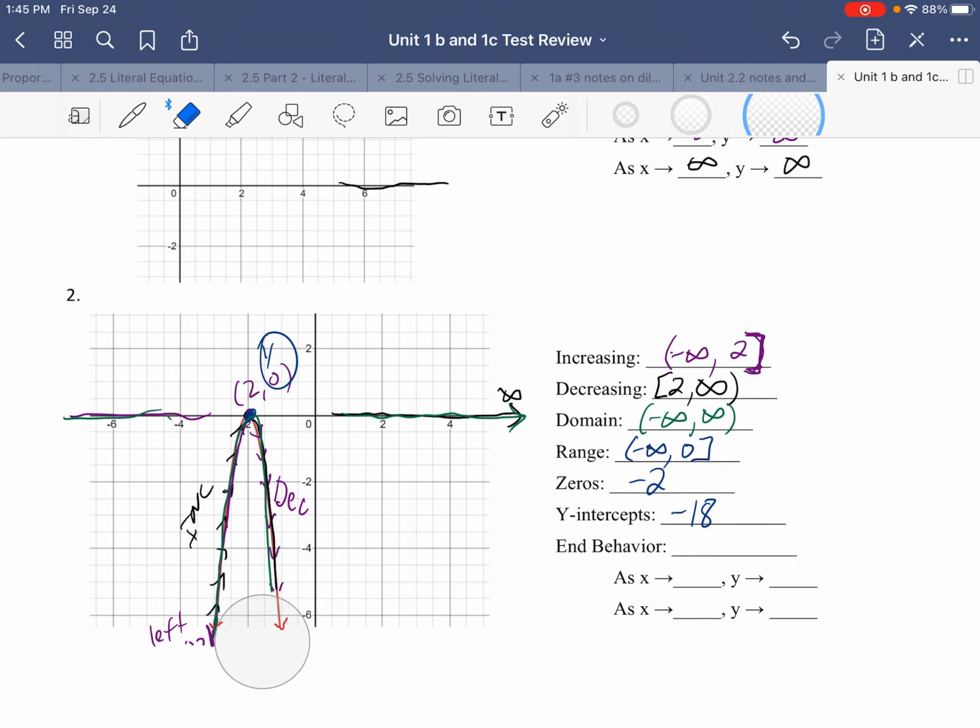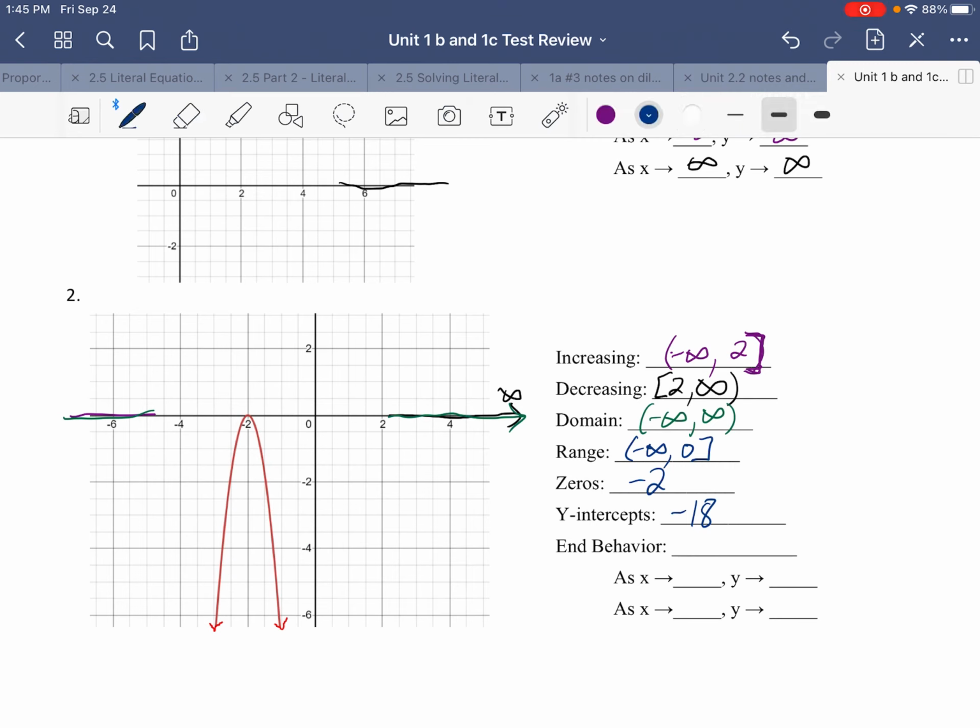End behavior. End behavior is talking about the ends of the graph. So I always start on the left. As x, so that arrow is going left and down. How far left will it go? Keep going to the left forever, so negative infinity. How far down? We'll keep going down, down, down to negative infinity. So at left, as x goes to negative infinity, the y is going to go to negative infinity.